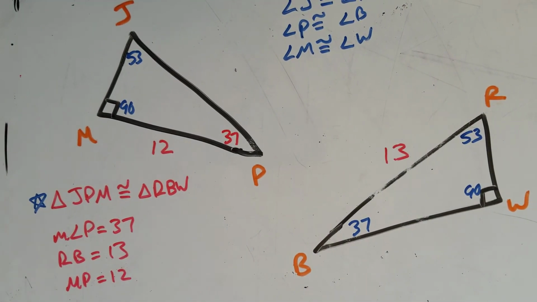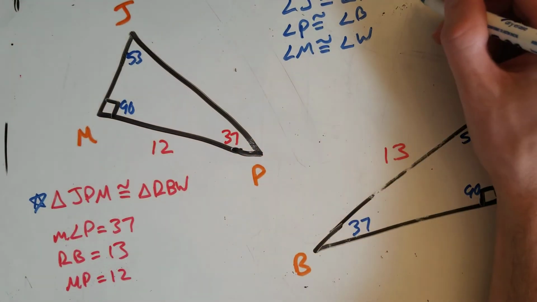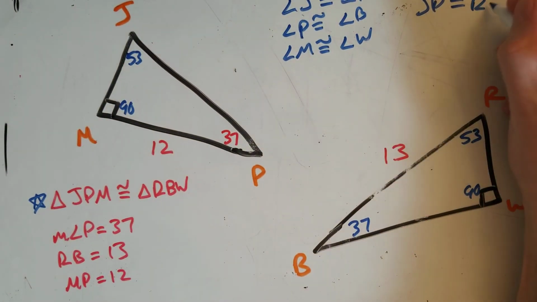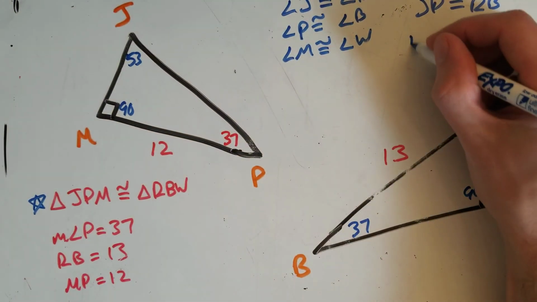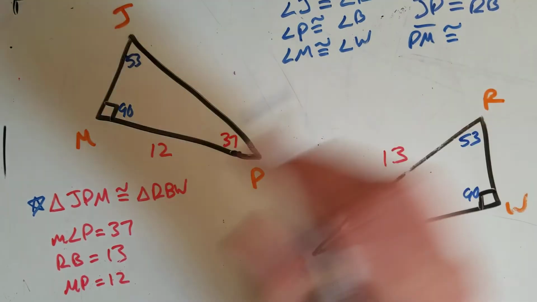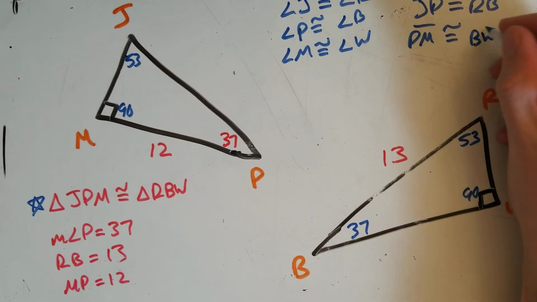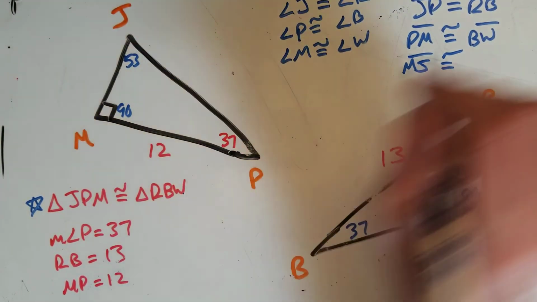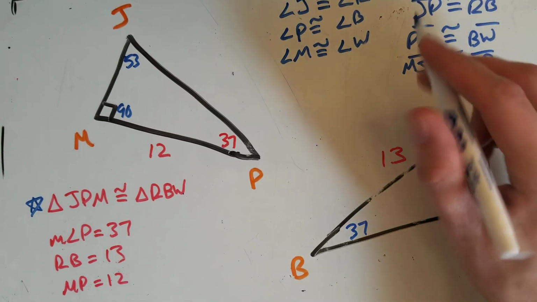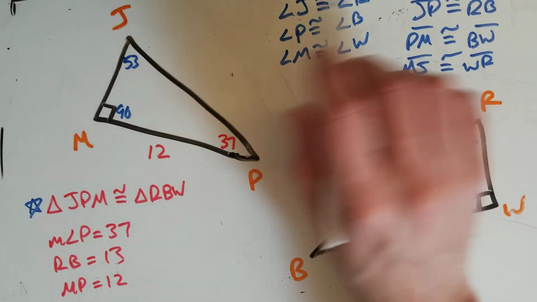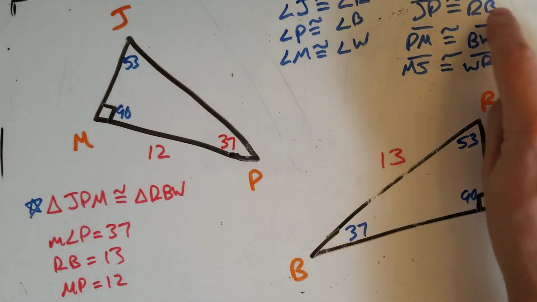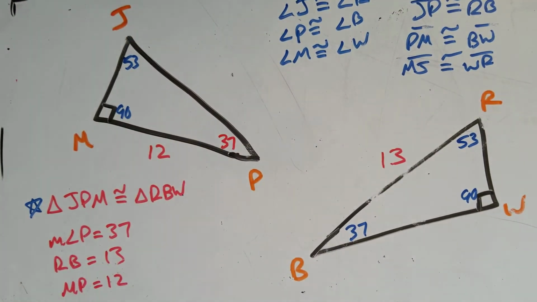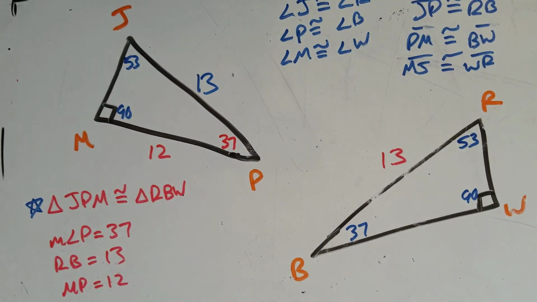And let's say we list now our corresponding sides. JP, well, that's going to be congruent to RB. PM, that's going to be congruent to BW. And MJ, that's going to be congruent to WR. So what we're really seeing is these congruent statements are going to unlock everything for us. RB goes with JP. Since we know RB is 13, we know JP is 13. So JP would be 13 up here.